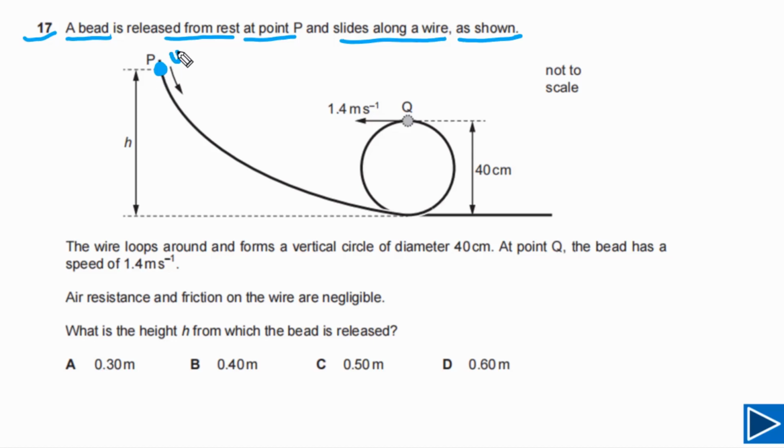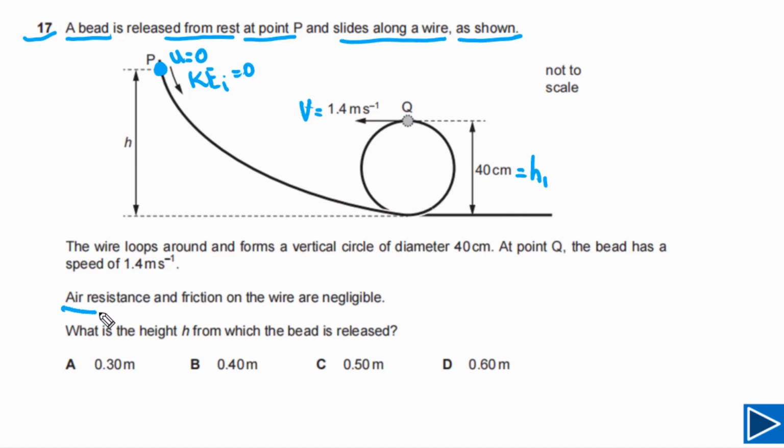At this point, the bead was at rest, so the initial speed of this bead is equal to 0. We can also say its initial kinetic energy is equal to 0. It is also given to us that at point Q, the speed of the bead is 1.4 meters per second, and the height of the bead is 40 centimeters. We can call this h1, because this h is already here.